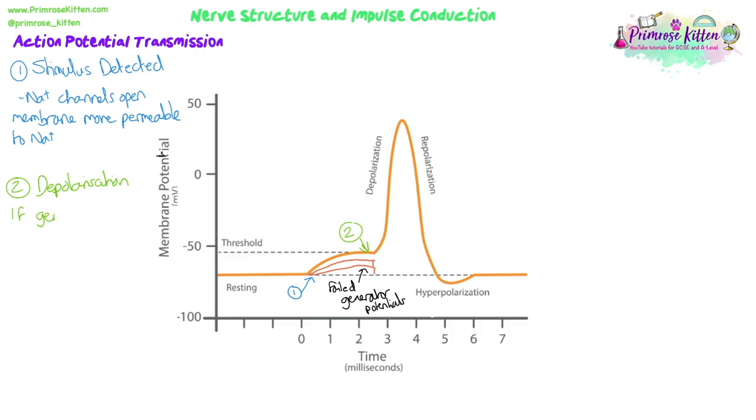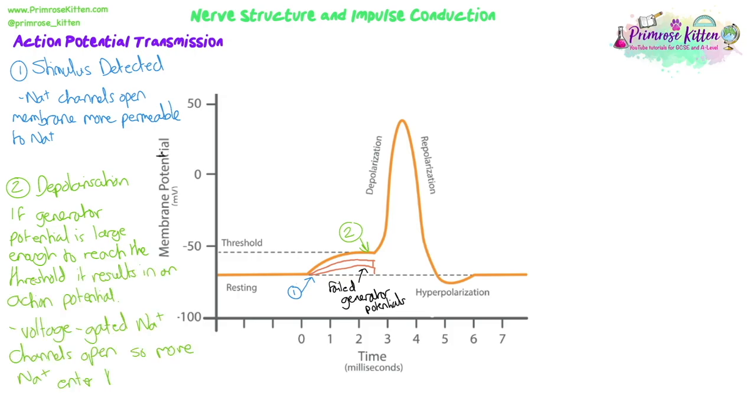And that's because if we get to that voltage of about minus 55, as I said, the voltage-gated sodium channels are going to open. So the sodium ion channels that are triggered to open when a certain voltage is reached, in this case minus 55, will open, and so more sodium ions are going to rush into the neuron, and that's going to trigger depolarization, where we get rapidly more positive inside the cell. So our membrane potential has got all the way up to almost plus 40 millivolts now.